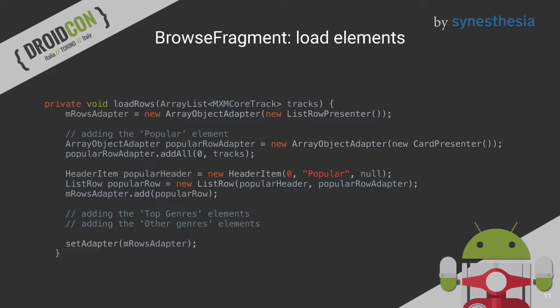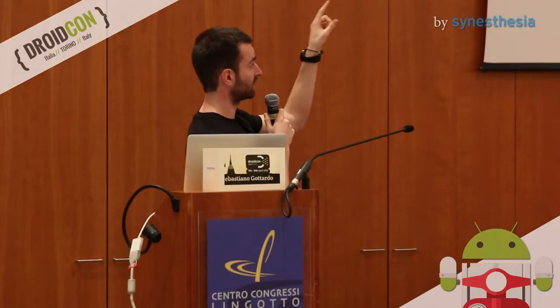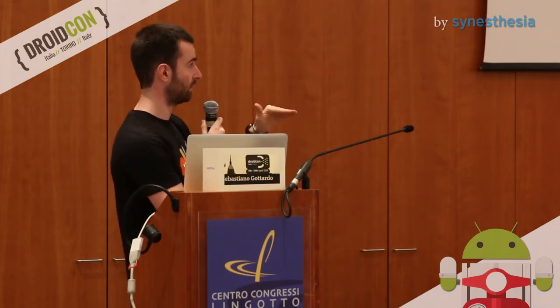And we're going to need an adapter for each one of the rows that we're going to put into the main one. So basically, since we're just using one row of elements, we're going to need a general adapter and an adapter for that row. And we can start with the general one, which is the rows adapter. We need to create an array object adapter that takes as a parameter a list row presenter, because we want to display a list of elements. It's going to be set as the main adapter later on.